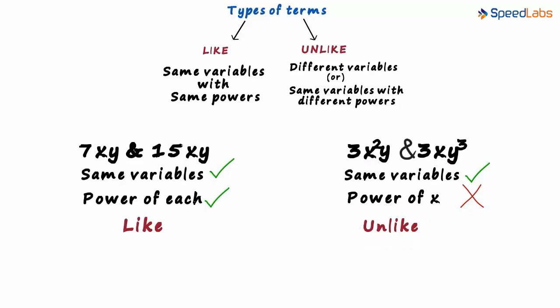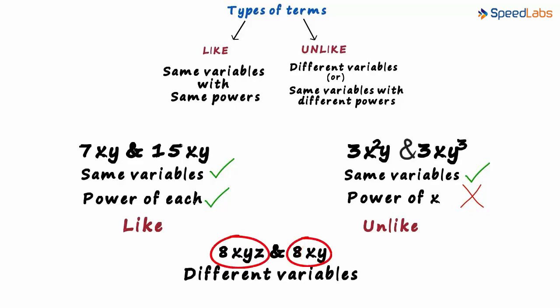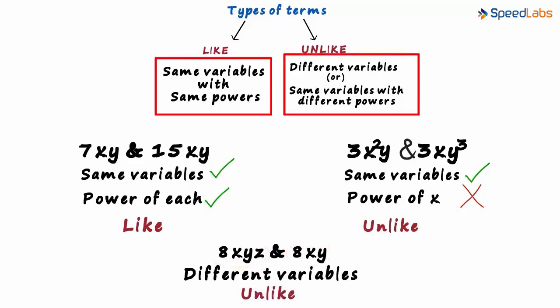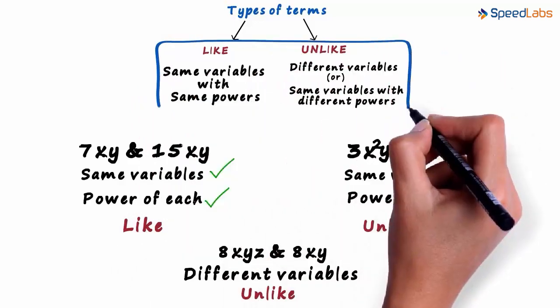What about 8xyz and 8xy? The first term has three variables, x, y and z, and the second term has just x and y. It does not have z. Both the terms have different variables. Hence, they are unlike. Just remember these two things and you would have no problem understanding the types of terms.